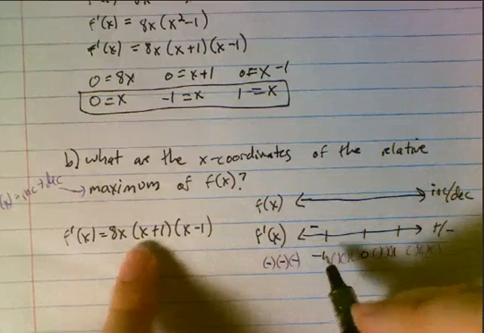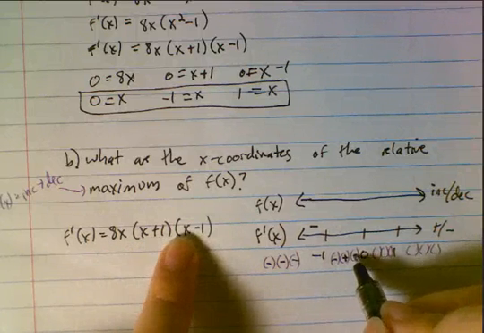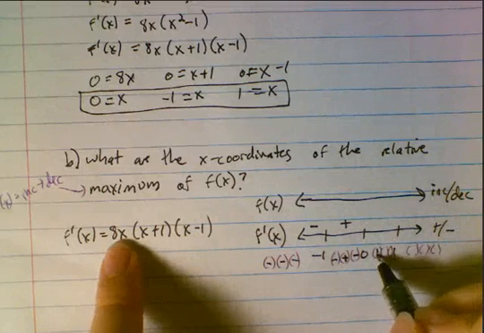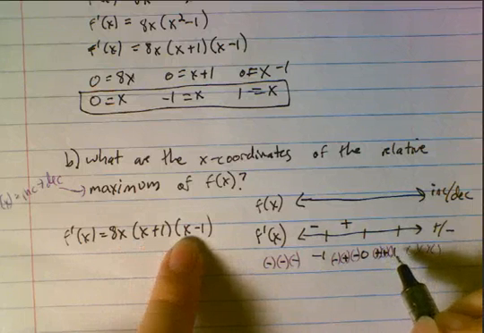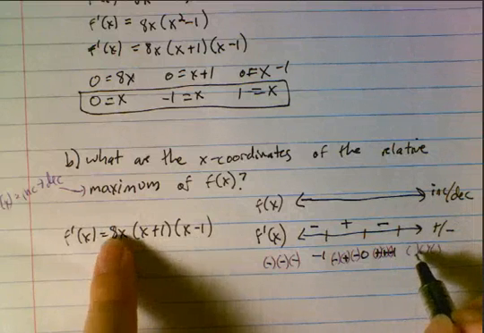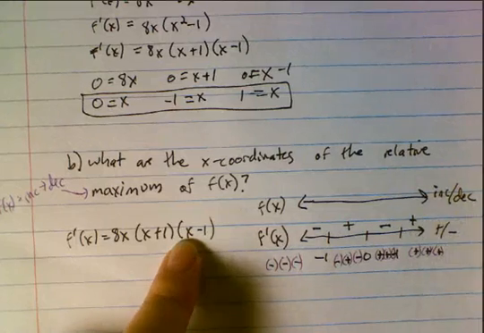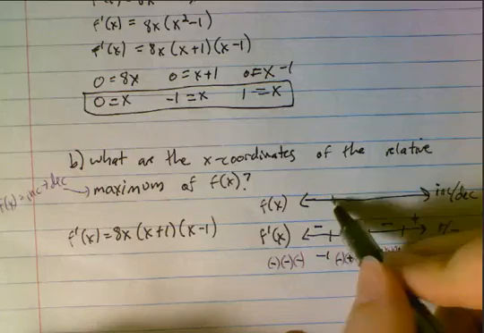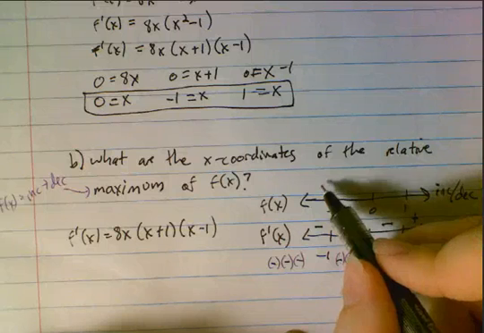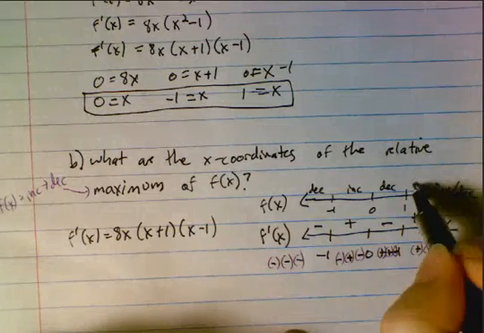Between 0 and 1, -1/2 would give us a negative. -1/2 plus 1 would be positive. And then negative again, positive overall. 1/2, that would give us a positive here. Positive here. 1/2 minus 1 is still negative. And then greater than 1, that would be positive. Positive. 2 minus 1, still positive. So there we have f prime. We're going to translate that back up into f of x. That's decreasing, increasing, decreasing, increasing.